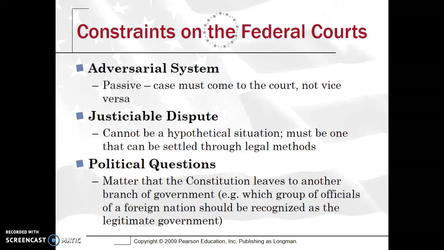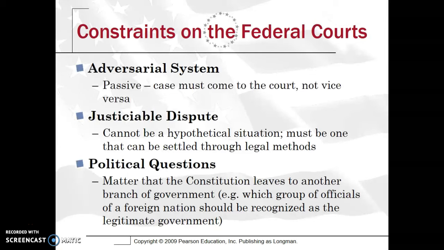And then with respect to political questions, matters that the Constitution leaves to another branch of government. So for example, which group of officials of a foreign nation should the U.S. government recognize as being legitimate? Well, the judicial branch sees that as being a role of Congress and not the judicial branch.